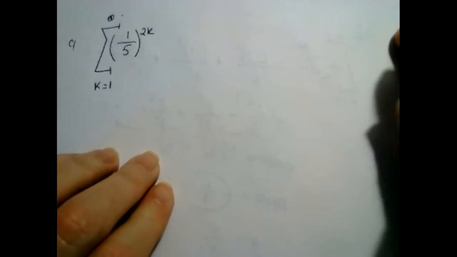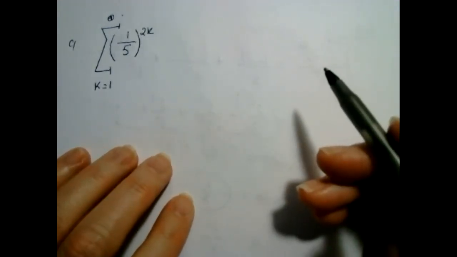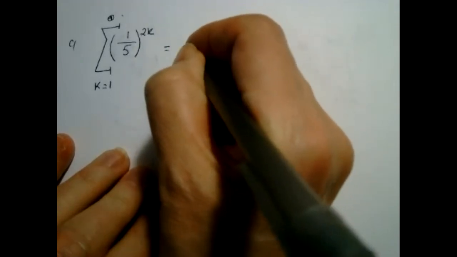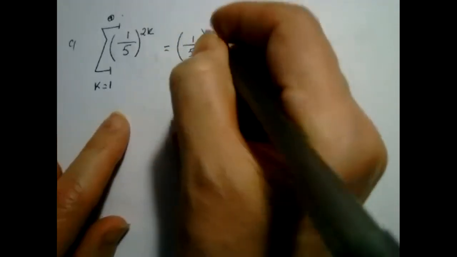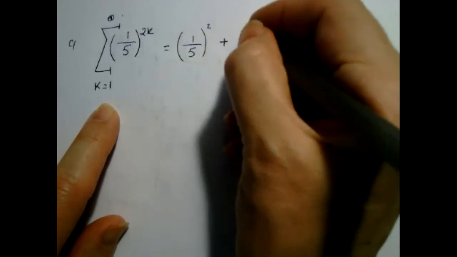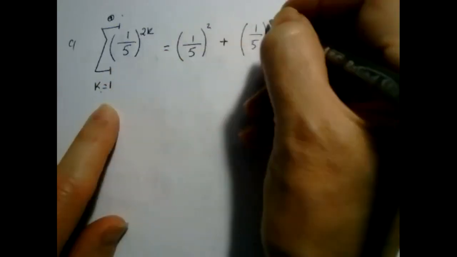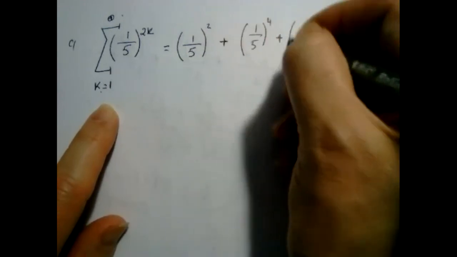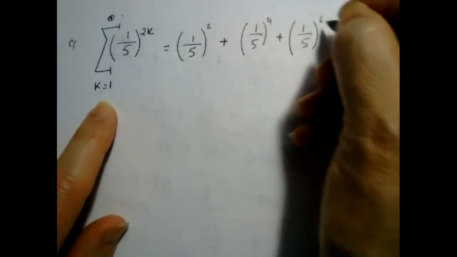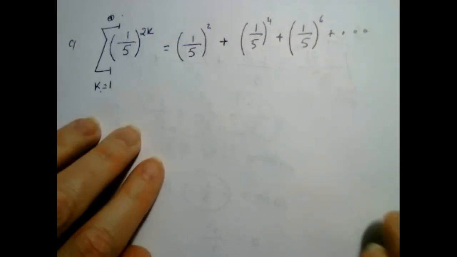Anybody, what did you guys find? 1/5 squared. That's what I got. 1/5 squared, exactly. So let us write it down. So it's 1/5 if k is 1 to the power 2, plus 1/5 if k is 2 to the power 4, plus 1/5 if k is 3 to the power 6, and so on and so forth. That's really how it's moving.